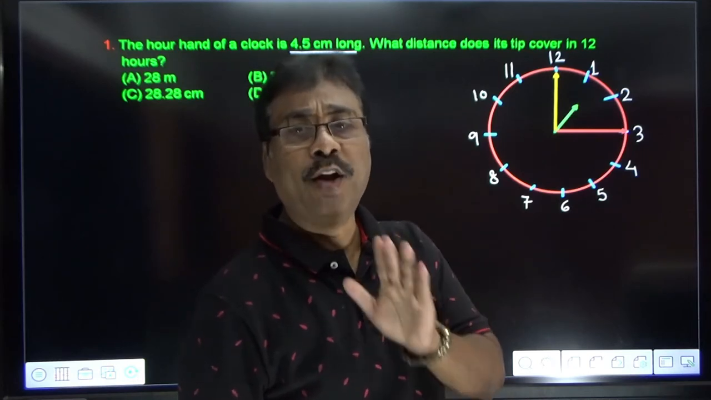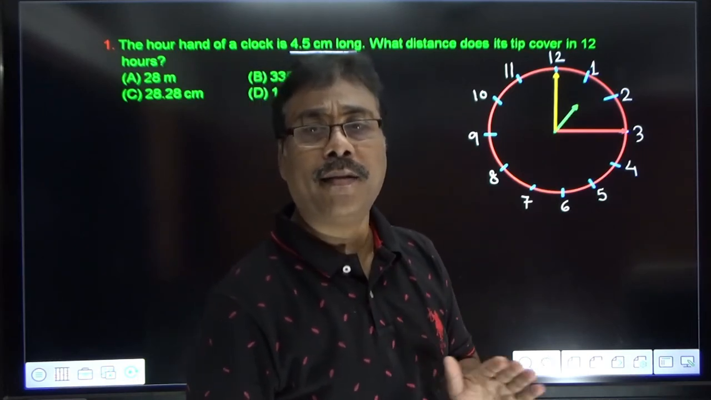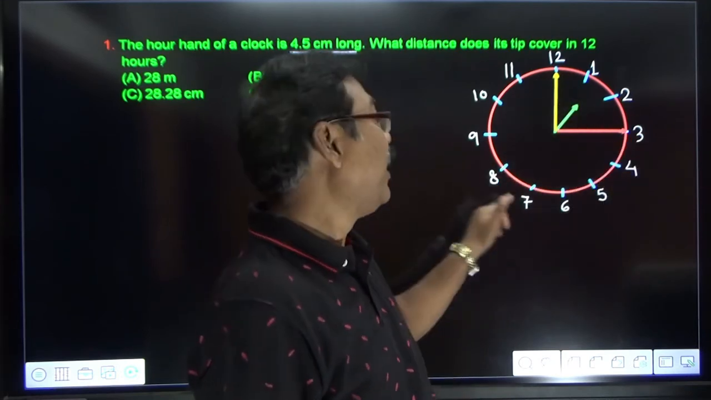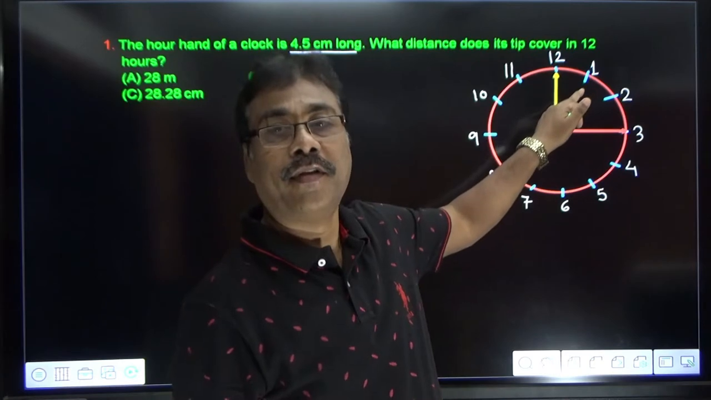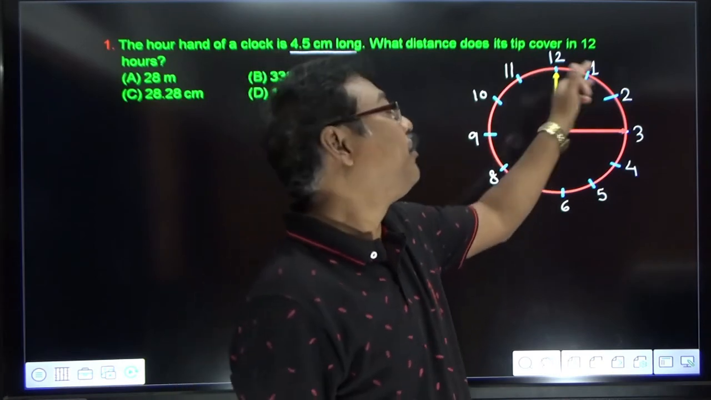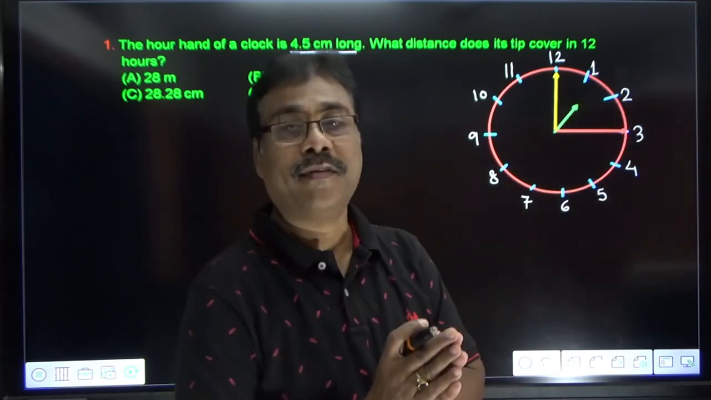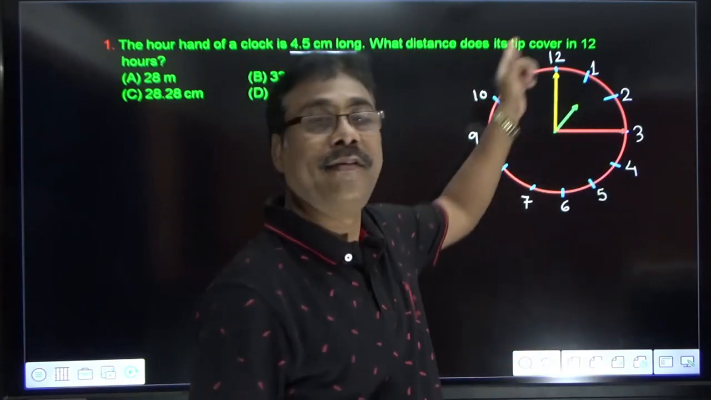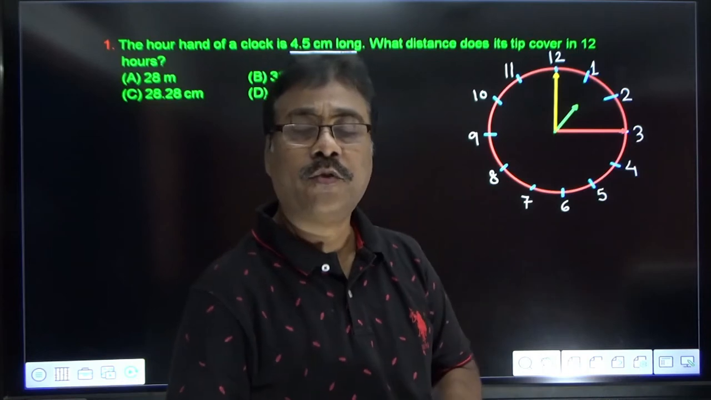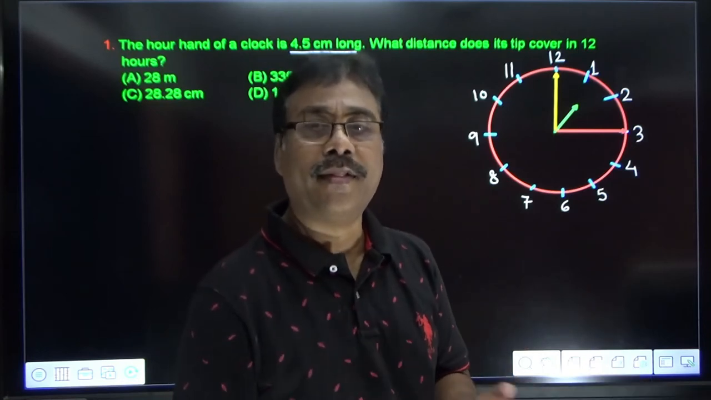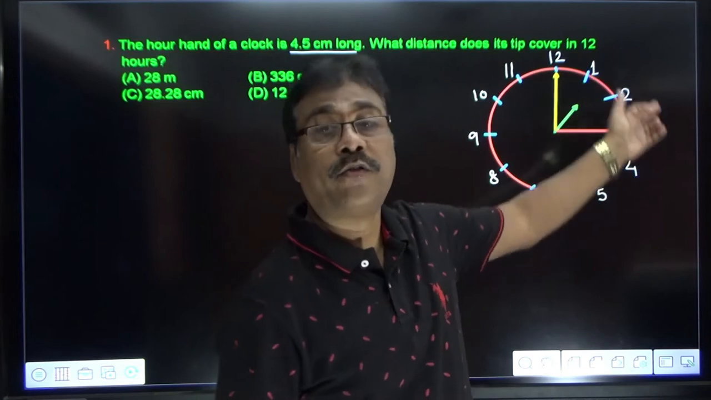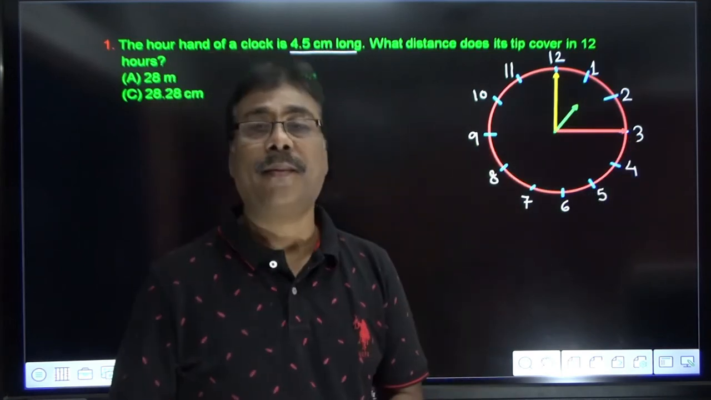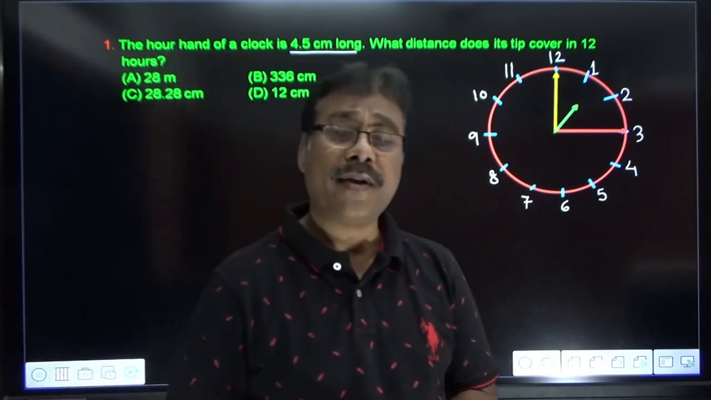Do you know in 12 hours how it will travel? It will go like this, like this, like this, and it will come to this place. Can you see that? It will come to this place. That means the distance it will travel is the circumference. So if you find the circumference of this circular path, that is your answer.